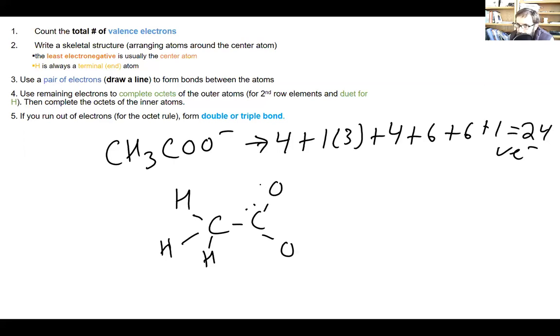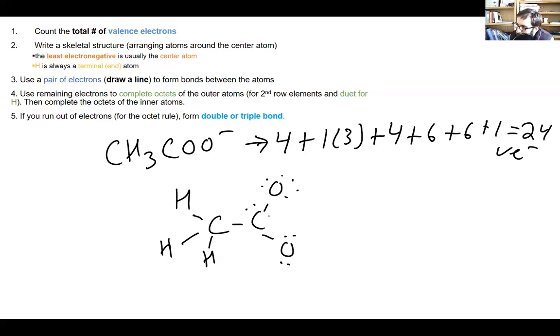Now I'm going to keep adding up to 24. As I was distributing them equally across the oxygens, I was at 14. I need to get to 24. And so that's going to be 16, 18, 20, 22, and 24. Okay, so now I can look at what's going on here. Oxygen here is what? 2, 4, 6, 8. That's octet rule's good. Carbon, octet rule's good.